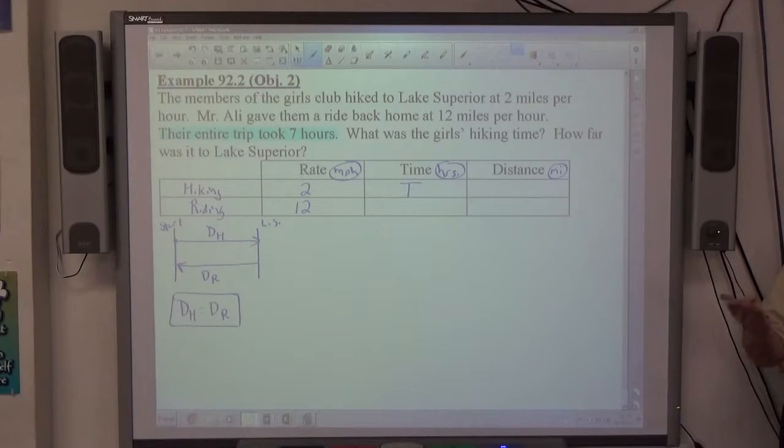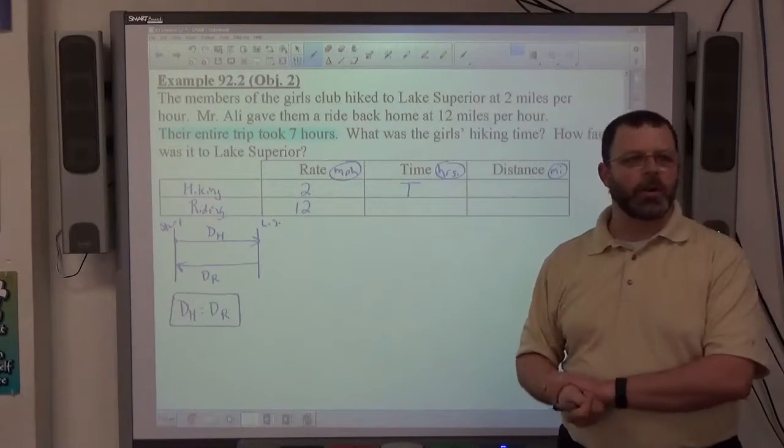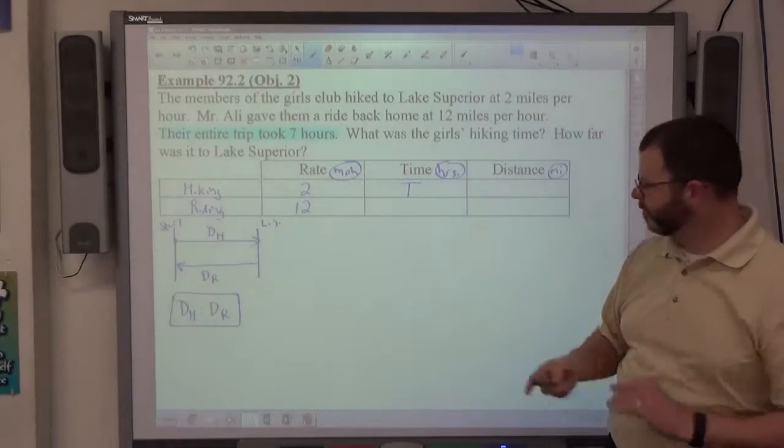Okay. 0 if they didn't hike at all. 7 if they hiked the whole time. Either way, it's obvious it's neither one of those answers, right? Because if they hiked for 7 hours, they didn't ride. If they hiked for 0 hours, they didn't hike. So they hiked part of the time, and they rode back part of the time, right?